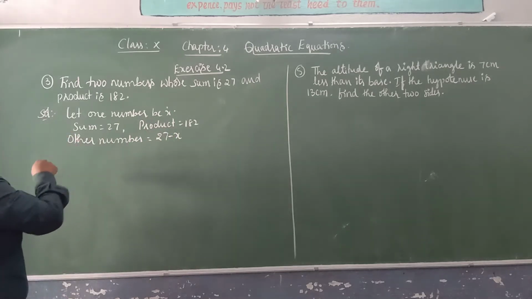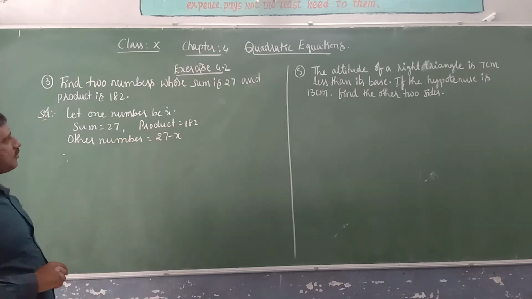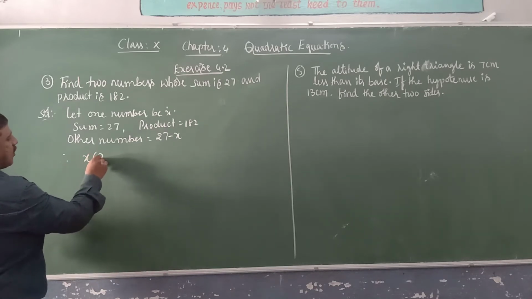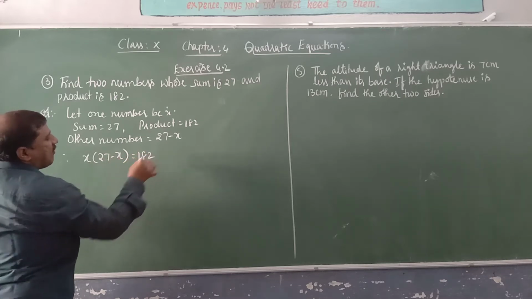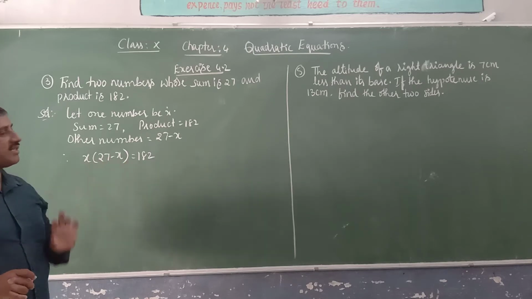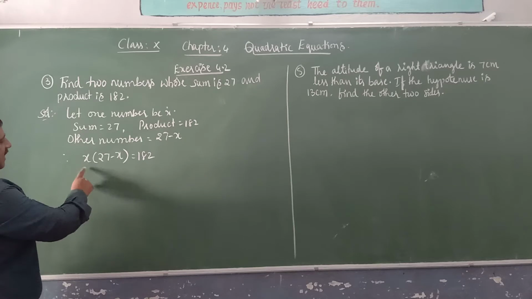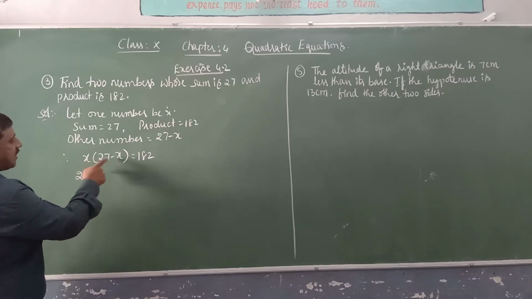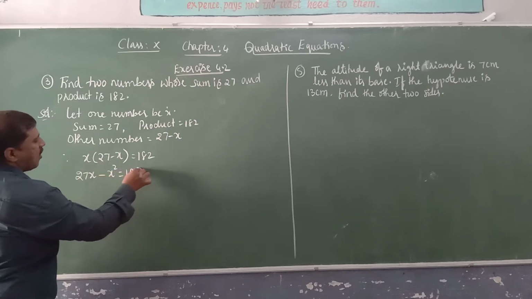Now according to the condition, what is the condition? The product of the two numbers, that is, one number is x and the other number is 27 minus x, is equal to 182. The first number and the second number, their product is equal to 182 as per the given condition. Now multiply with x. x into 27 is 27x. Then plus into minus is minus, x into x is x square. That is equal to 182.